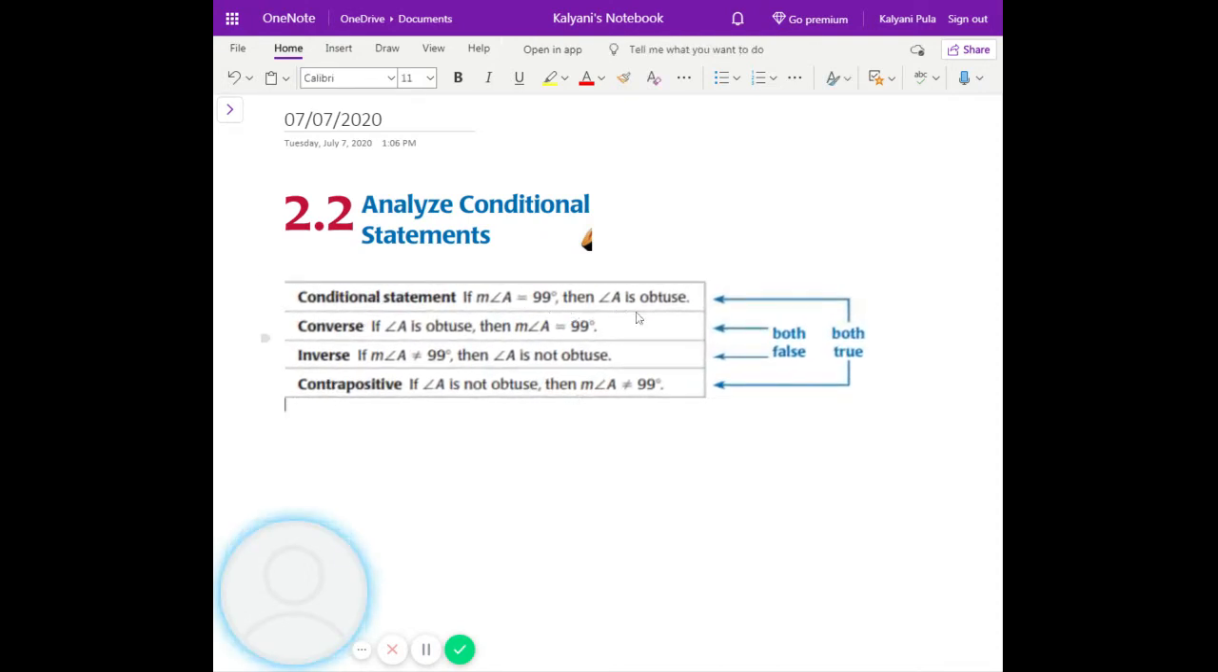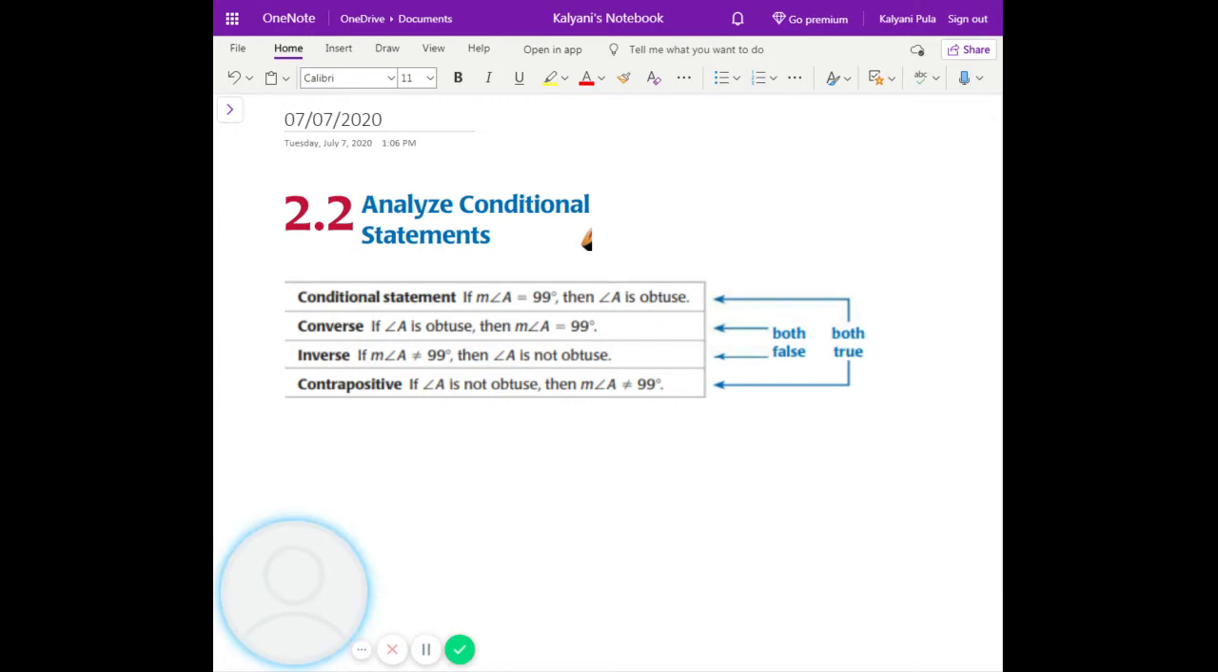Conditional statement: if the measure of angle A is 99 degrees, then A is obtuse. For the converse, you have to flip it: if A is obtuse, then the measure of angle A is 99. So it's flipped. That's called the converse.